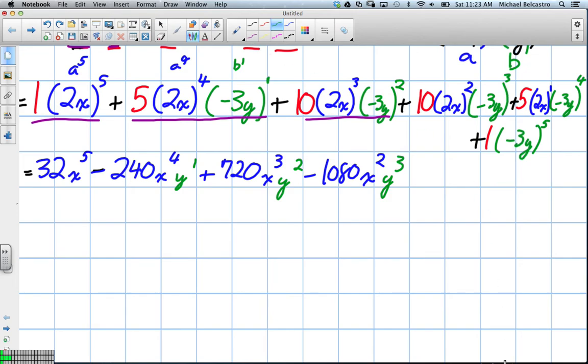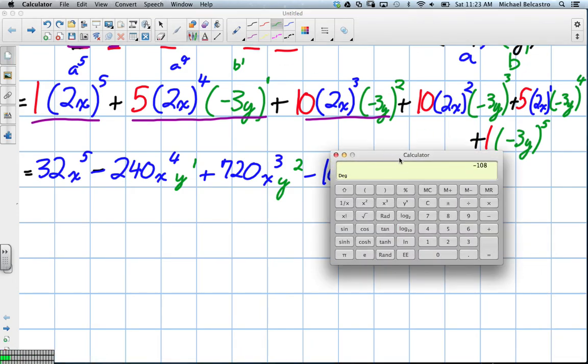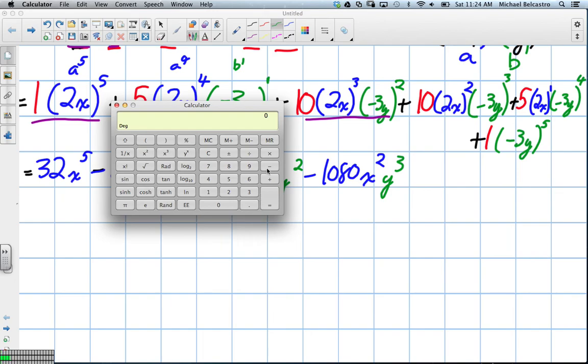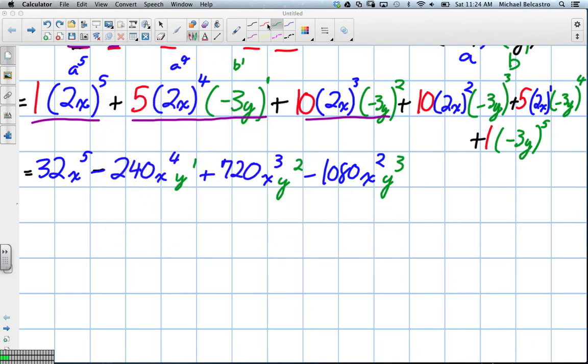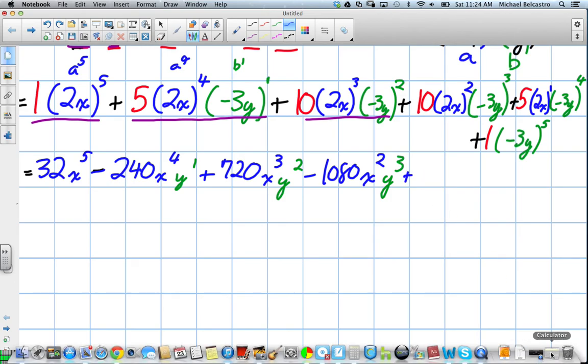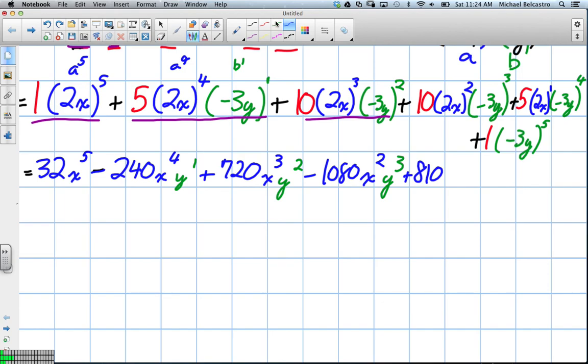And then our last one's here. Take the calculator again. Negative 3 to the power of 4, times 2 times 5. 810. Positive or negative? Positive. Shoot, I forgot the number. Did we say 810? Yeah. And then our x will be to the 1, and our y will be to the 4th.